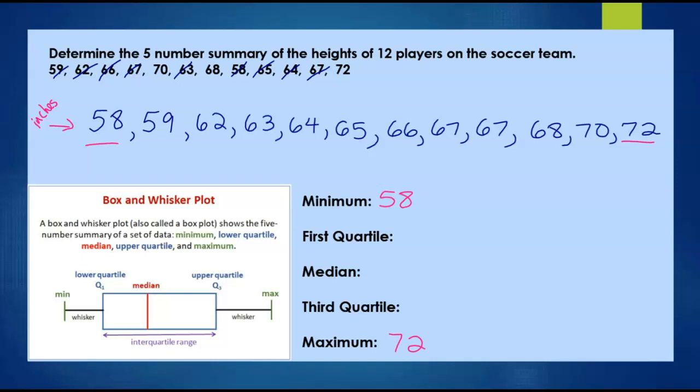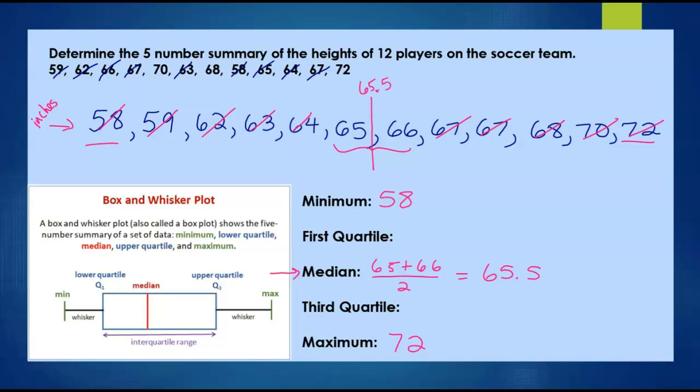All right, now to find the median, the middle number. So I'm going to cross them off. And it becomes a tie between 65 and 66. So I'm going to find the average of them. 65 plus 66, all divided by 2 is 65.5. And that makes sense because that's our middle number here.